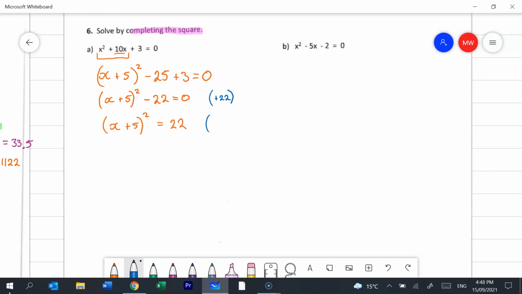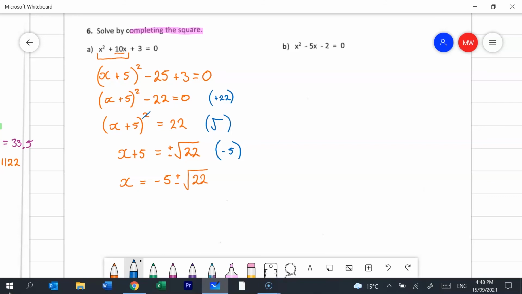Then what I'll do is I'll square root both sides so I can get rid of this squared, and x plus 5 will be the square root of 22. And remember, this could be positive or negative, okay? And then I'm going to take 5 from both sides. So that means that x will be minus 5 plus or minus the square root of 22.